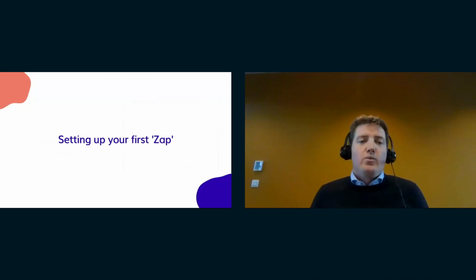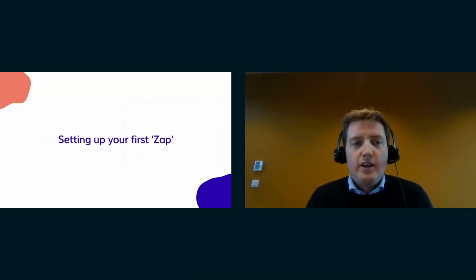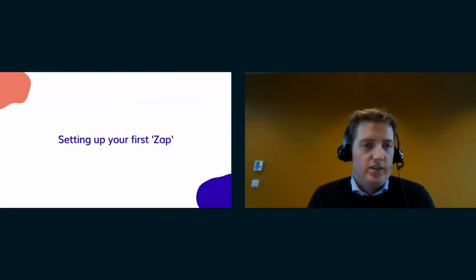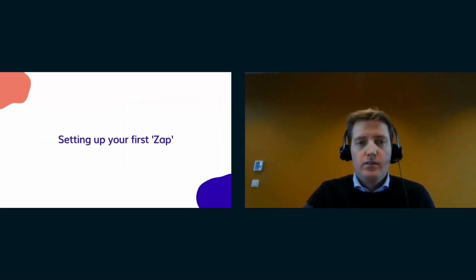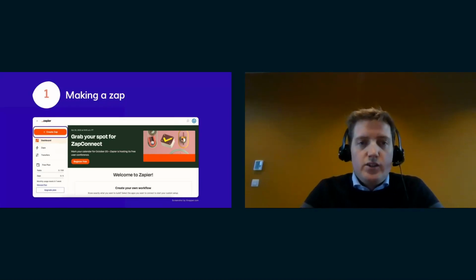Once a connection between Flexmail and Zapier has been made, it's time to make your first zap. In the following slides, I'm going to show you how to do this, and we are going to use Google Contacts as the example. When you're logged in to Zapier, you can click on the orange Create Zap button that you can see in the top left of the screen.